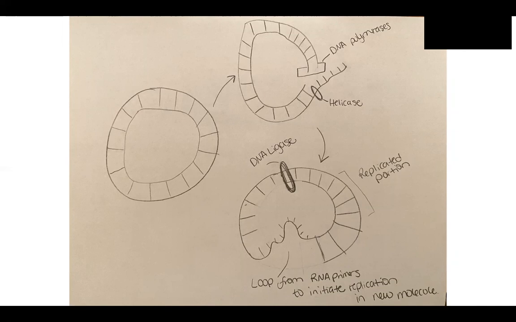Here we can observe the two ends meeting, the binding protein sloughing off, and the ends binding. A loop in the single strand occurs and allows RNA polymerase to make primers, and then the replication process continues. Finally, DNA ligase seals the nick, and we have our new DNA molecule.